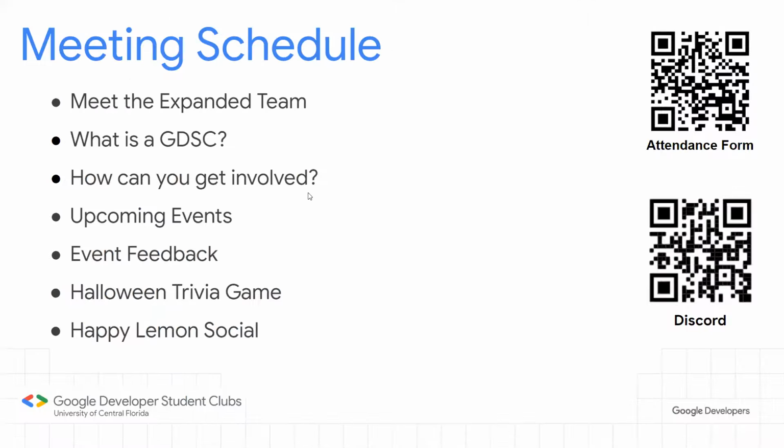Before we start, let's first discuss the meeting schedule for today. First, we're going to meet the expanded core team as a result of the election that was announced in our last GBM. Then we're going to discuss what a GDSC is. We're going to talk about how you can get involved. Then we're going to talk about our upcoming events for the month of October. Then we're going to end on some event feedback on trivia. After today's event, we will have an after event social at Happy Lemon Bubble Tea. So I hope to see you there after the end of this event.